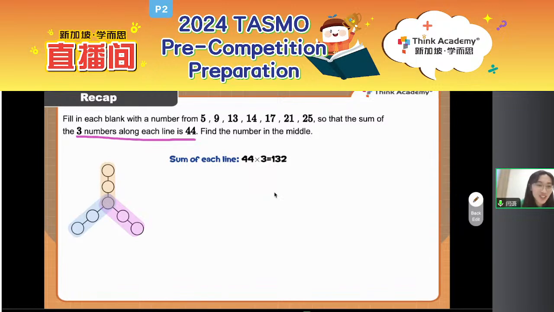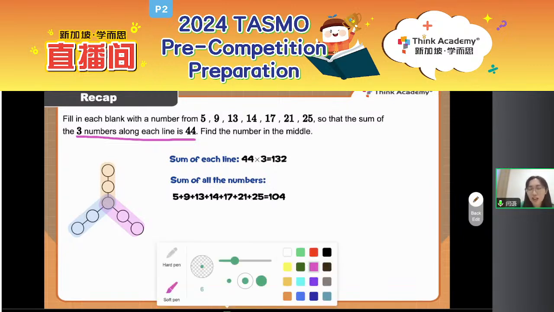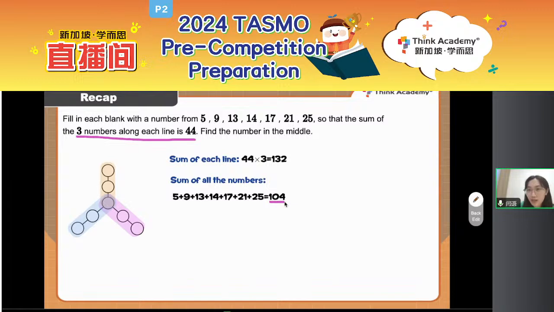But since you are P2 students already, let's try with multiplication. 44 times 3, that is 132. Okay, so for this, let's have a look. In total, you can only fill in each blank with a number from 5, 9, 13, 14, 17, 21, and 25. And if you just add them all together, you can only get 104. But just now we got the sum as 132. Why do we have a different answer? Think about it.